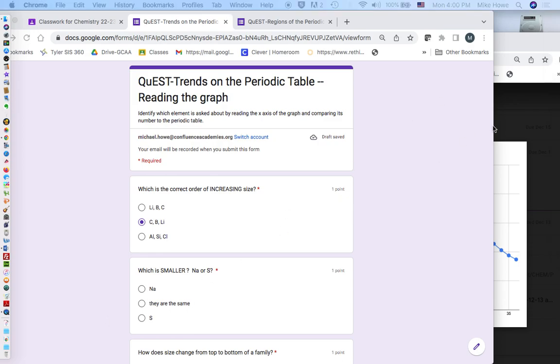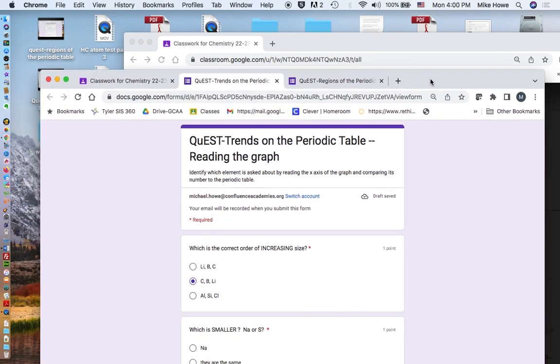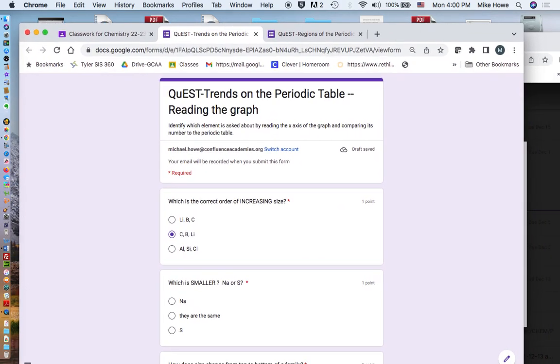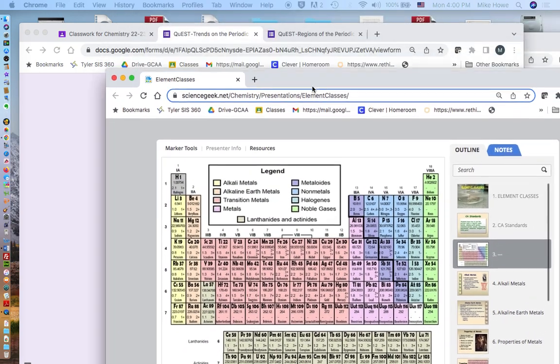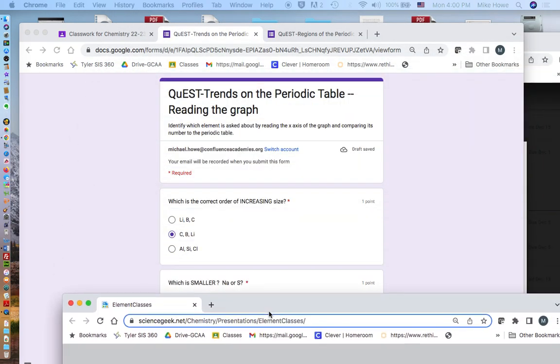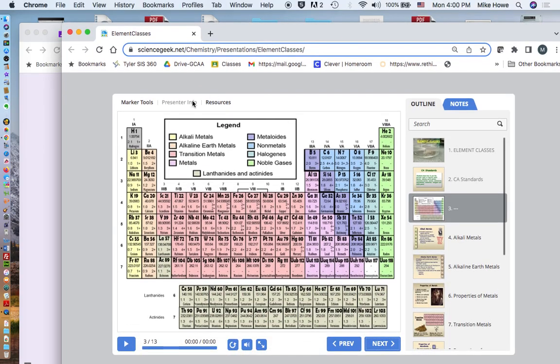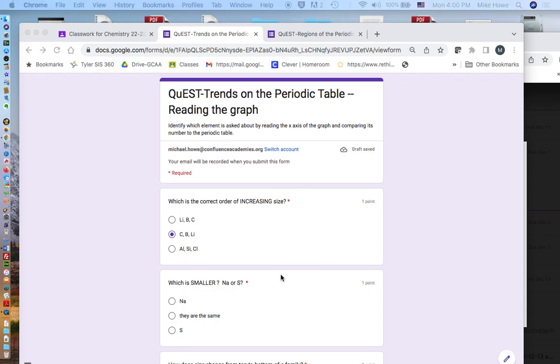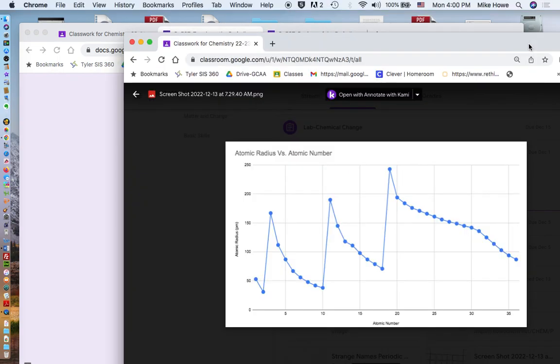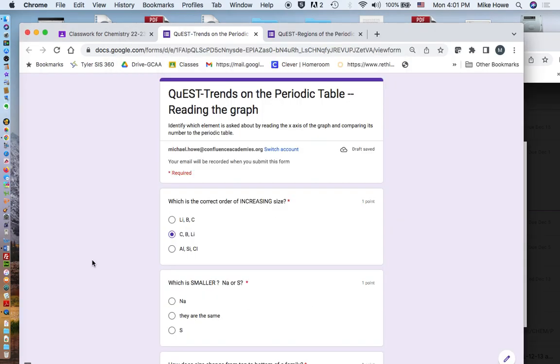All right. Number 2, which is smaller, sodium or sulfur? Well, you have to look at your regular periodic table. And once you do that, if you look at sodium versus sulfur, sodium's here, it's element number 11, sulfur's number 16 over here. So you could look either on the graph here, sodium's number 11 right there, sulfur's number 16. You could follow it through that way.